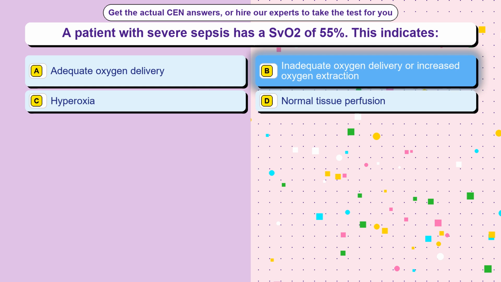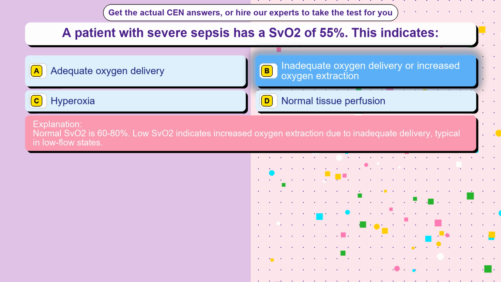The correct answer is option B, inadequate oxygen delivery or increased oxygen extraction. Normal SvO2 is 60 to 80%. Low SvO2 indicates increased oxygen extraction due to inadequate delivery, typical in low-flow states.